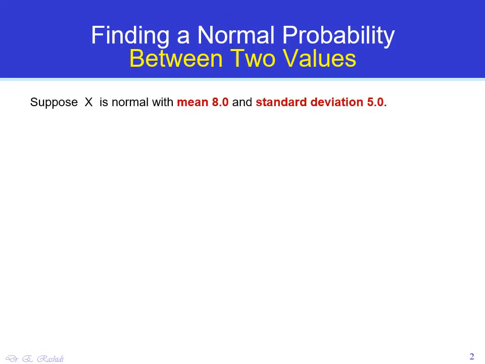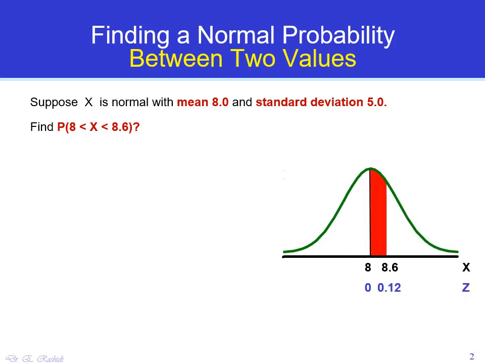Suppose x is a normal probability distribution with an average of 8 and a standard deviation of 5. We want to find the probability that x is between 8 and 8.6. What should we do? Let's graph this distribution. The probability we are looking for, that x is between 8 and 8.6, is the red shaded area here. But how can we find that?